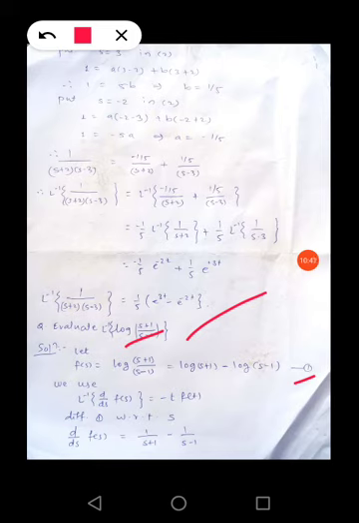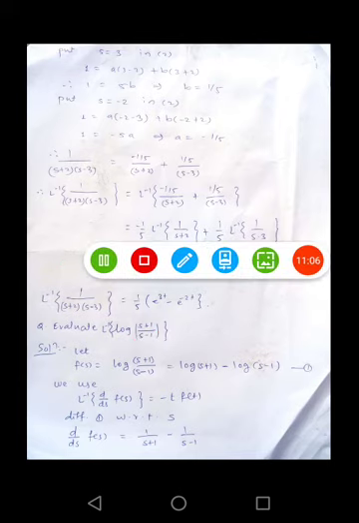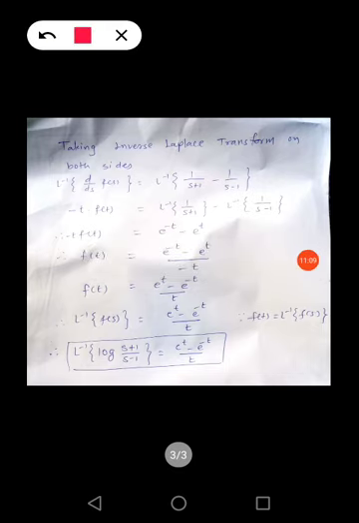Now differentiate equation 1 with respect to s. What is that differentiation? d by ds of f of s. Okay, so log s plus 1 minus log s minus 1 becomes, after derivative with respect to s, 1 upon s plus 1 minus 1 upon s minus 1. Let's see, taking inverse Laplace transform on both sides. In LHS, L inverse d by ds of f of s equal to L inverse 1 upon s plus 1 minus 1 upon s minus 1.